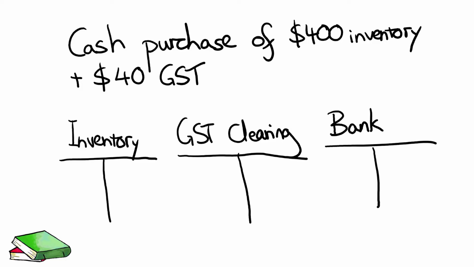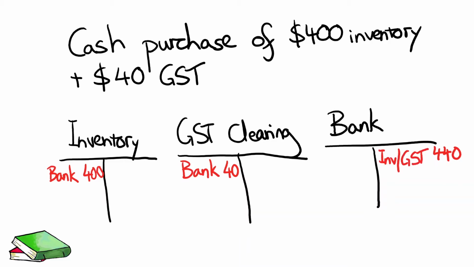In terms of our ledgers, our inventory ledger should be debited by 400 with the cross-reference of bank. Our GST clearing ledger would also be debited by 40 with the cross-reference of bank. And our bank ledger would be credited by 440 with the cross-reference of inventory / GST.